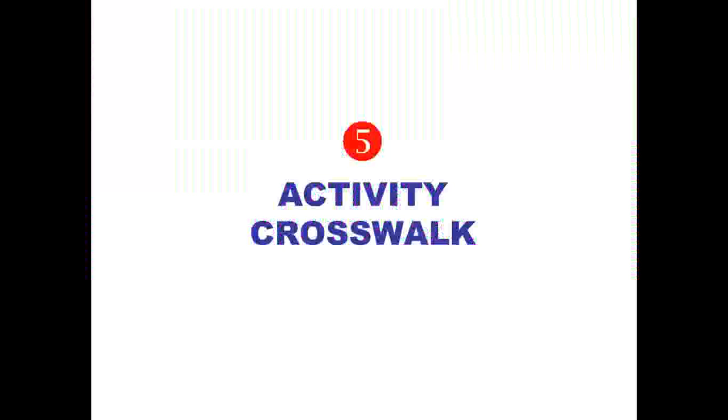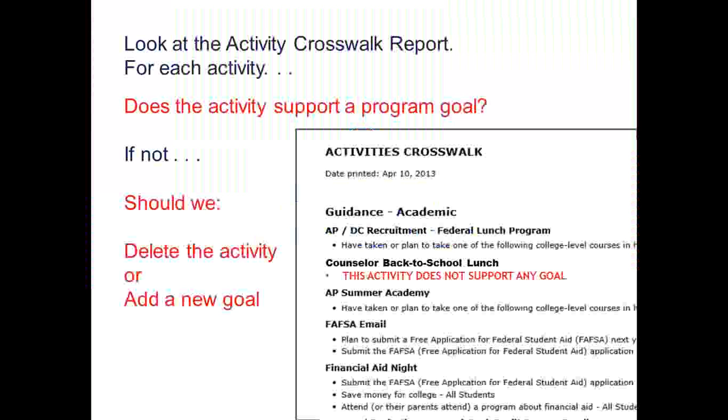Okay, then the next thing you're doing through your advisory council is you're giving them a copy of the activity crosswalk report, and you're saying, okay, we've got some activities that don't support any of our goals, and we're thinking about taking them out. What do you think about that? And if they say yes, then get rid of them. Or they may say, let's keep that in because there were some goals you had in mind when you put on that counselor back to school lunch. What were those goals? What were you trying to accomplish? And once you answer that question, then you can go back and enter those as goals.